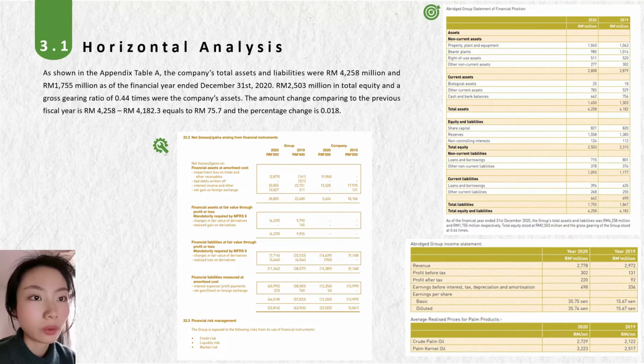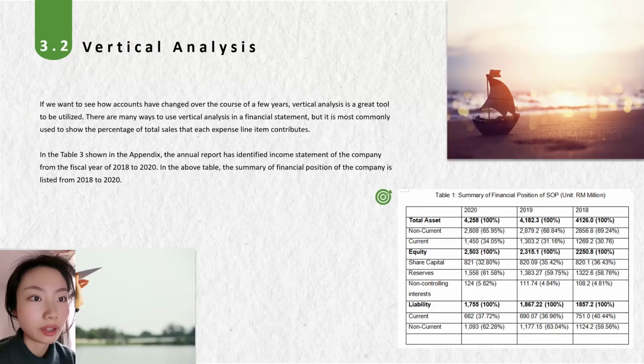In summary, from the results of the horizontal analysis, we can understand that there was a significant drop in the financial performance of the company in 2018. But there is a slow recovery from 2019 onwards till the end of fiscal year 2020. With vertical analysis, one can see the relevant proportions of account balances in financial statements for a single reporting period. If we want to see how accounts have changed over the course of a few years, vertical analysis is a great tool to be utilized.